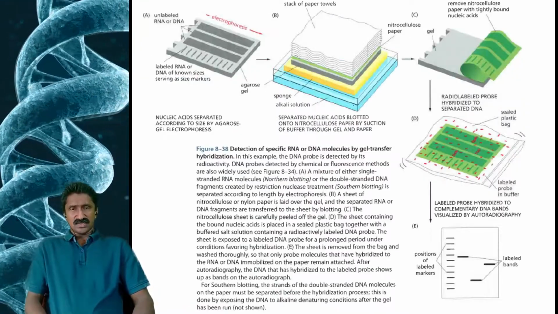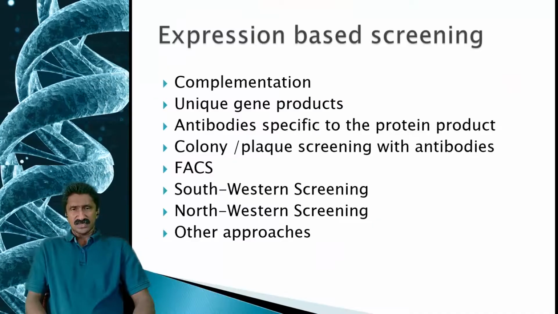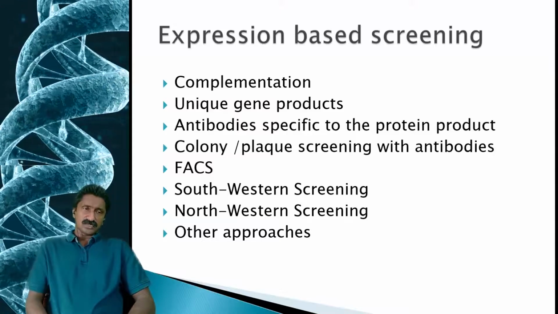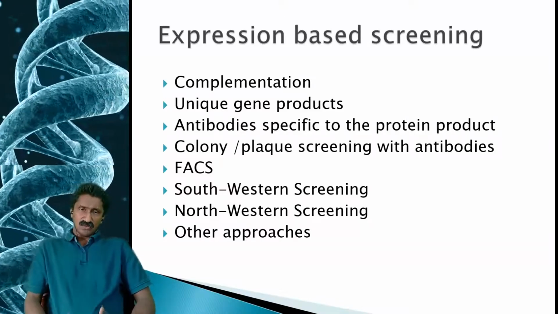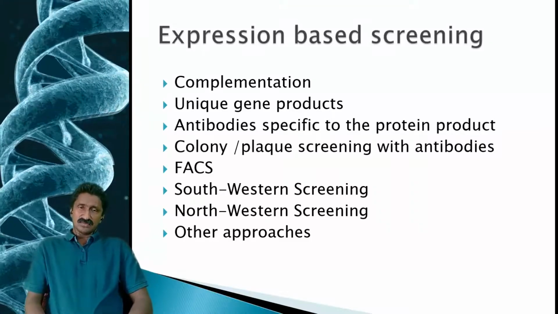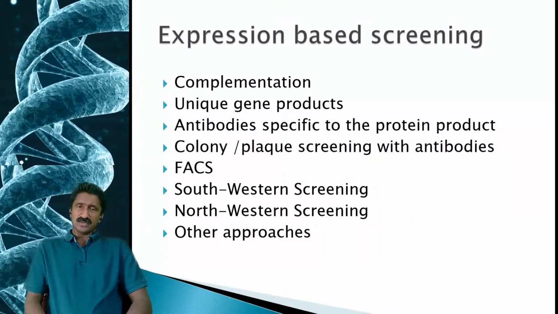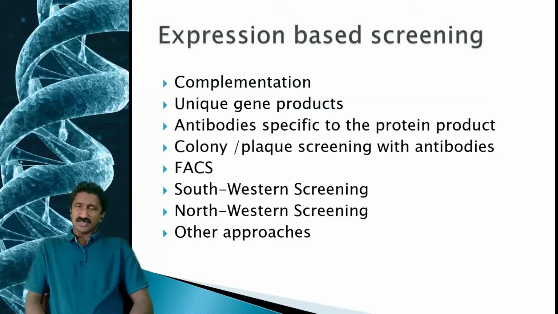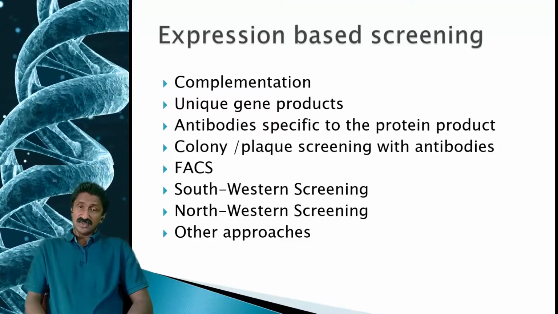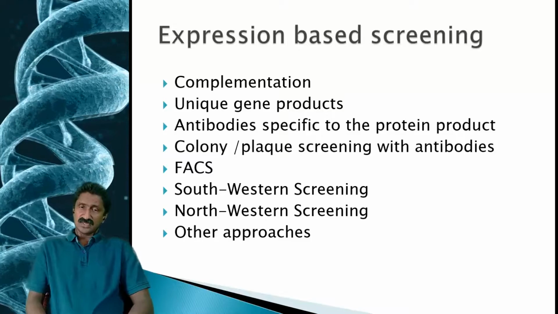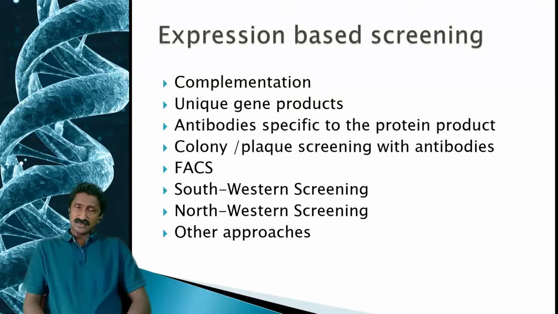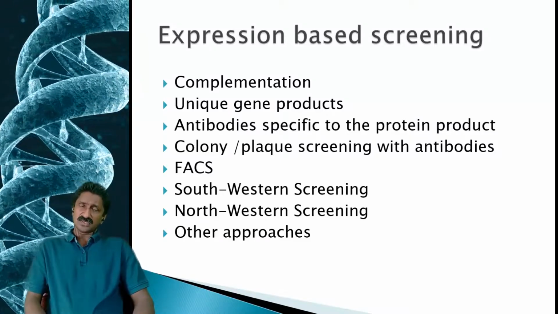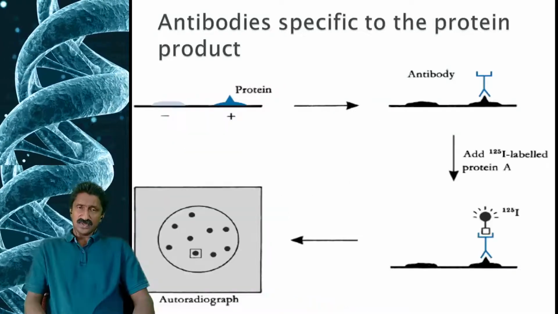There are various gel transfer-based techniques, etc. Another one is expression-based screening. In expression-based screening, we have complementation, unique gene products, and antibodies specific to protein products, then colony or plaque screening with antibodies, then fluorescence-activated cell sorter-based methods, Southern or Western screening, and then Northwestern screening and other approaches. So there are various expression-based screening methods available for selection.